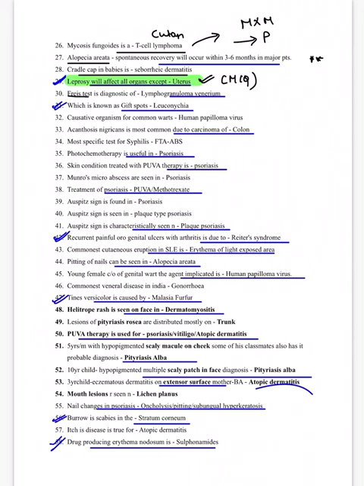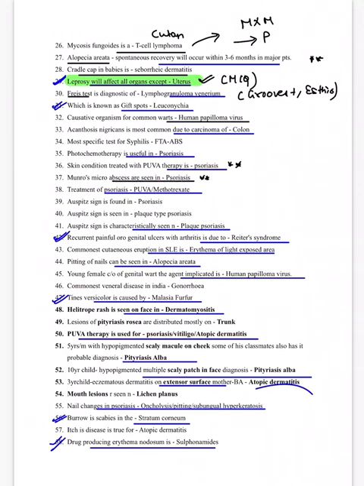This is an MCQ. Frei's test is seen in lymphogranuloma venereum and it shows groove sign positive. Okay. What is the causative agent for common wart? That is human papilloma virus, guys. Okay. And the skin condition treated with PUVA, that is psoriasis.